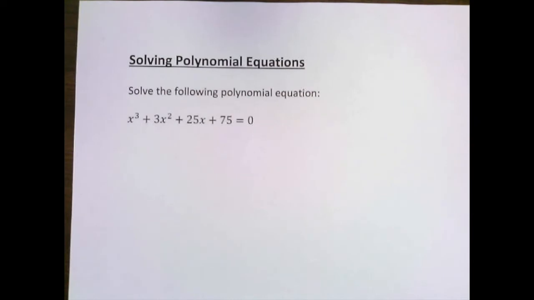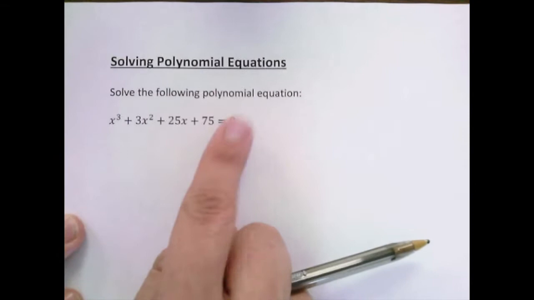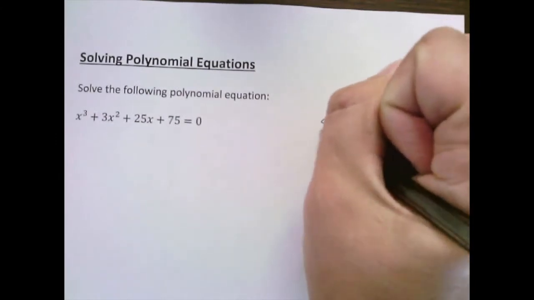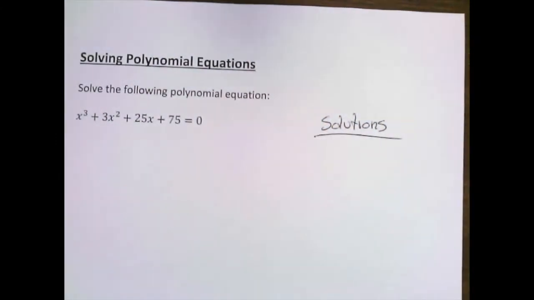Hi everybody, let's talk about how we solve polynomial equations. The directions on this problem say solve the following polynomial equation, and it's given in its equation that is equal to 0. That's pretty crucial, as you want it equal to 0 before you can even start. What we're trying to find is solutions to this equation.